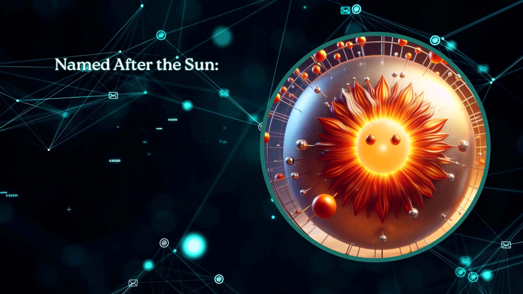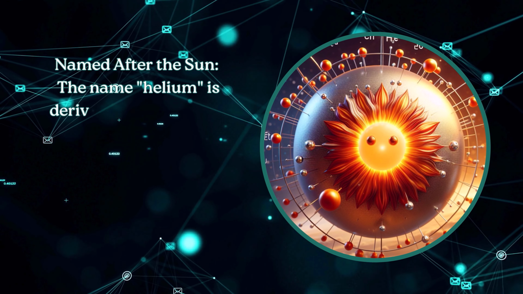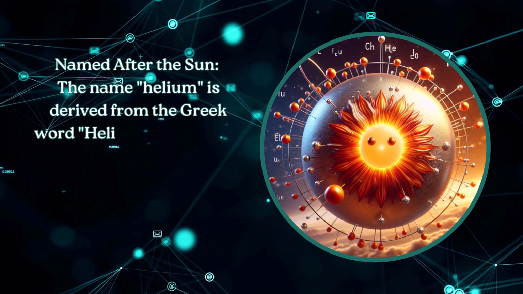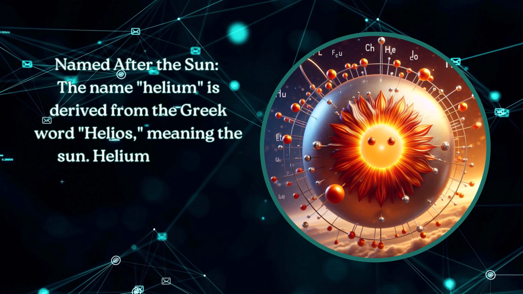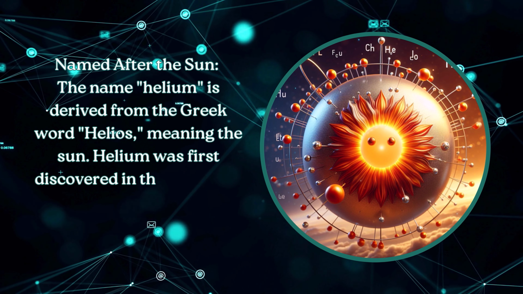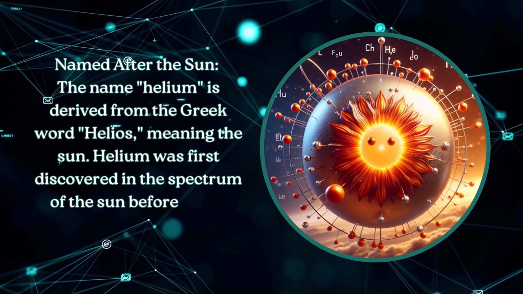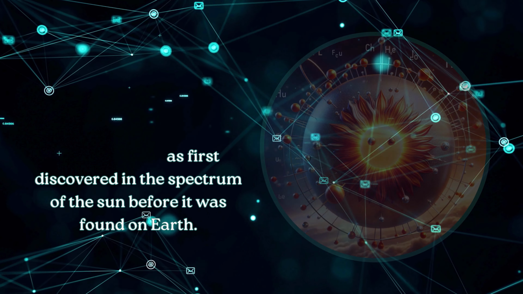Named after the sun. The name helium is derived from the Greek word helios, meaning the sun. Helium was first discovered in the spectrum of the sun before it was found on Earth.